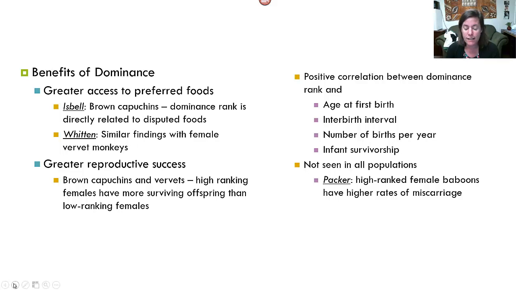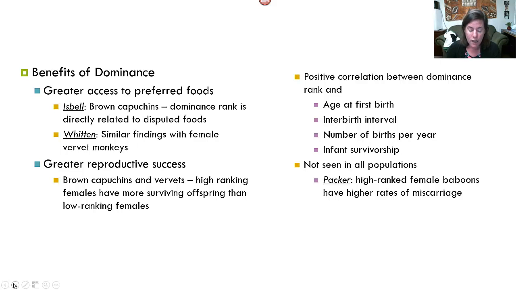These differences in dominance rank among females are reflected in differences in various components of their reproductive success. Among brown capuchins and vervet monkeys, higher-ranking females seem to have greater success in producing surviving offspring than do lower-ranking ones. And numerous studies have demonstrated positive correlations between dominance rank and age at first birth, inter-birth interval, numbers of births per year, and infant survivorship.